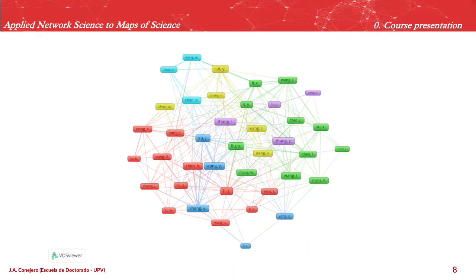In the second one, what we have is a map of co-authorship. So the most significant here are the names of the researchers that have started to work on the topic, and we say that two researchers are connected if they appear as co-authors of the same title.